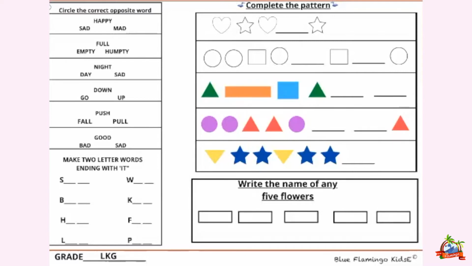Let us start. We have 3 different parts in this sheet in which we will get to know about 3 different subjects which are English, Maths and EVS. So let us start with our first subject which is of English. The question is, circle the correct opposite word. In this we have to circle the correct opposite word.